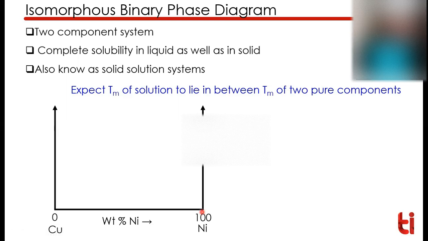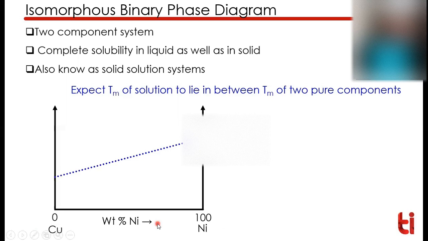Basically, what is the solution doing? Your copper atoms are getting replaced by nickel. So ultimately you end up with all nickel and zero copper. On the right-hand side copper is 0 and nickel is 100%. On the left-hand side copper is 100% and nickel is 0. So this is my alloy composition.